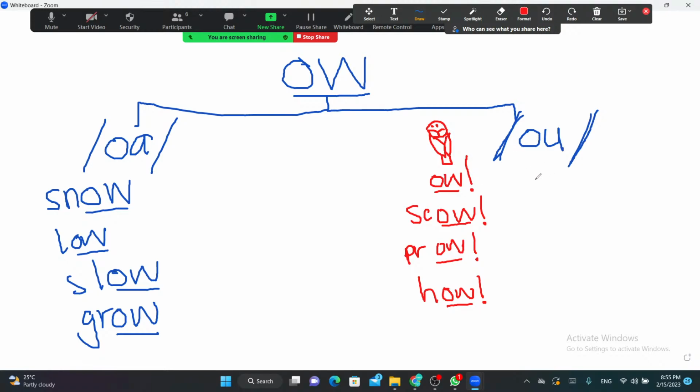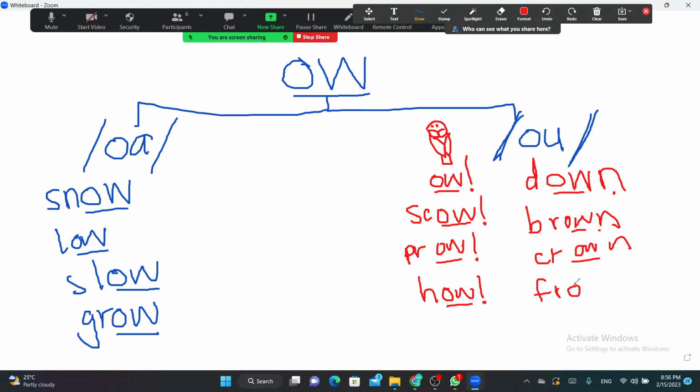And if your word is rhyming with down, ow, again, you can use the OW spelling. For example, down, own, crown, gown, clown.